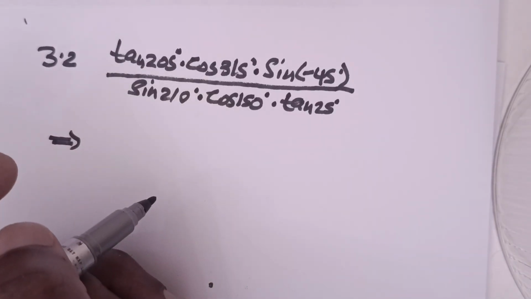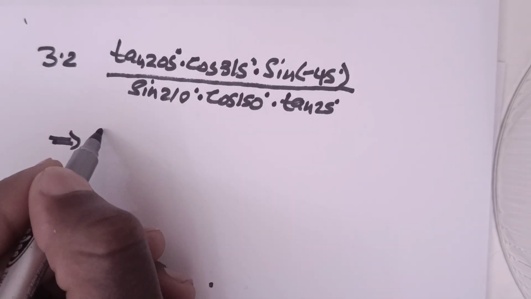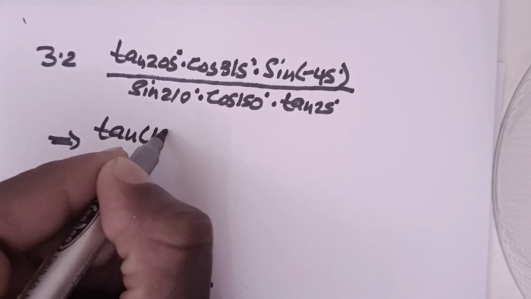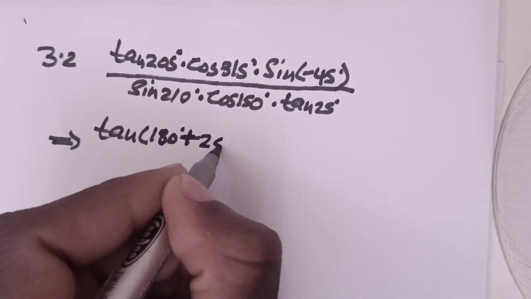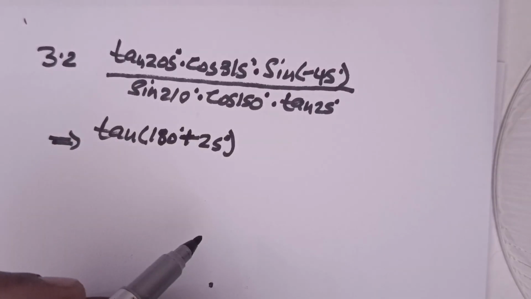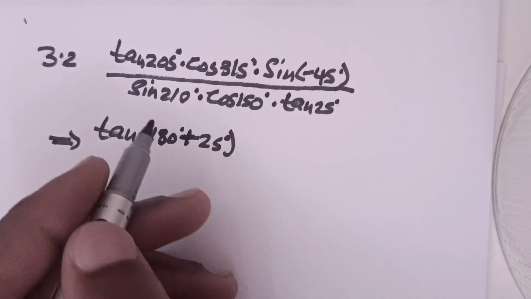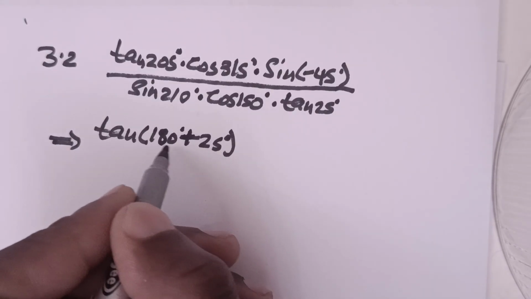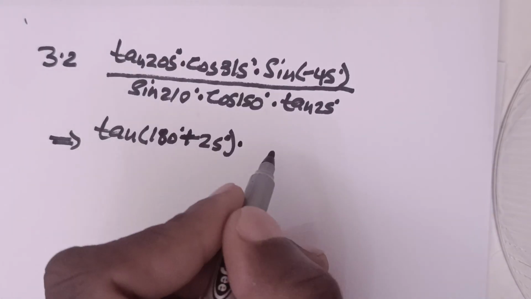205, of course, is 180 plus what? 205 is 180 plus 25. So the tan of 180 plus 25 is that 205. Can you see? 180 plus 25 gives you 205 degrees. We are using 180 plus theta, which you know is in the third quadrant.